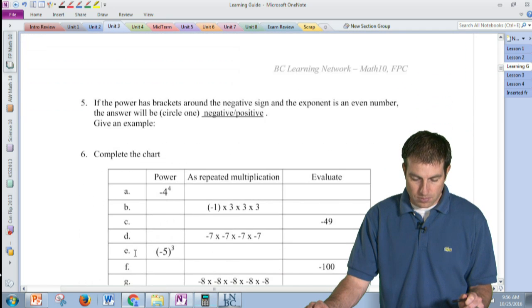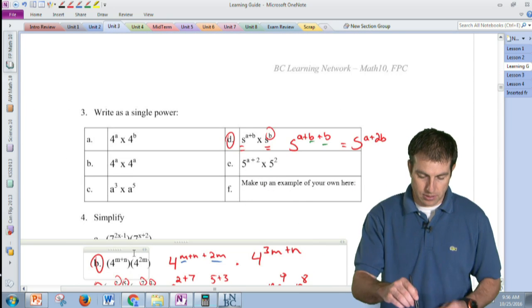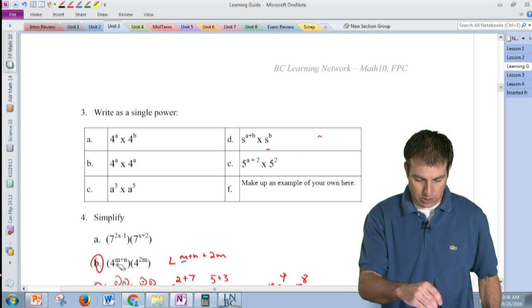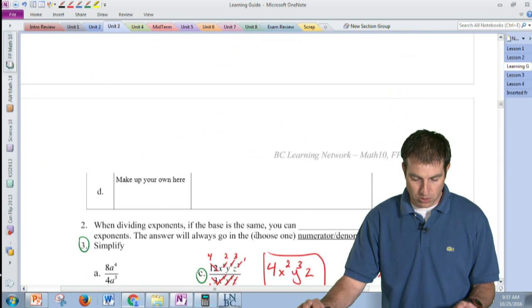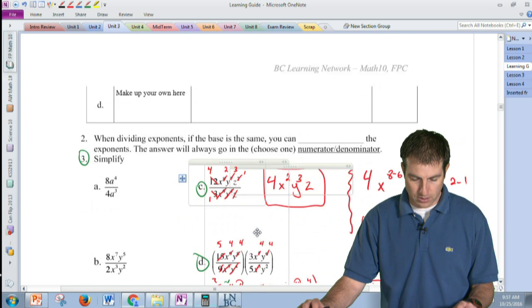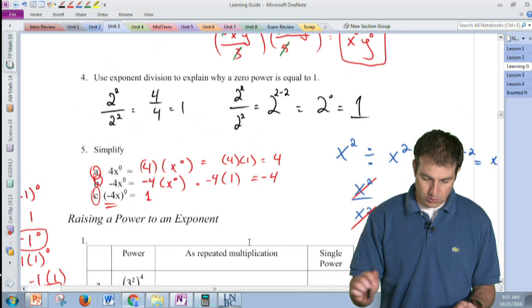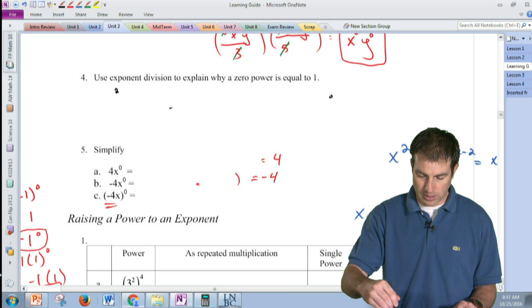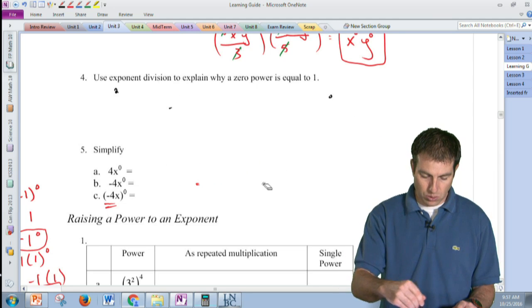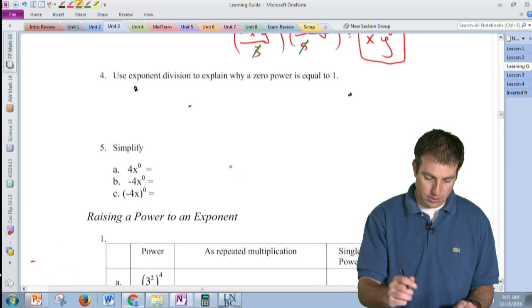Powers is repeated multiplication, multiplying powers, and you should be good up to here. Simplifying should be okay, and then dividing powers. Sorry for the mess, this kind of happens as we go through it. So we should be good up to raising powers to exponents. We haven't done that yet.